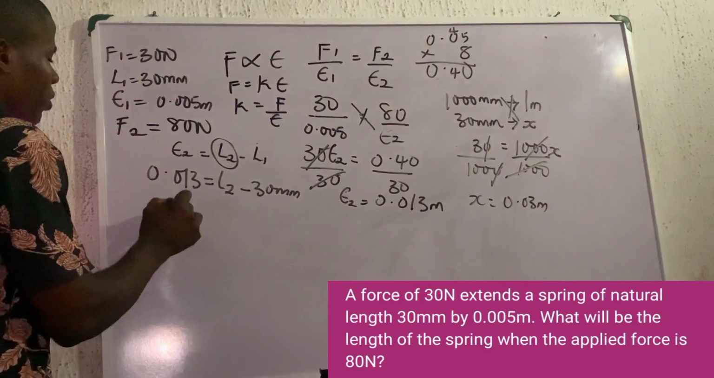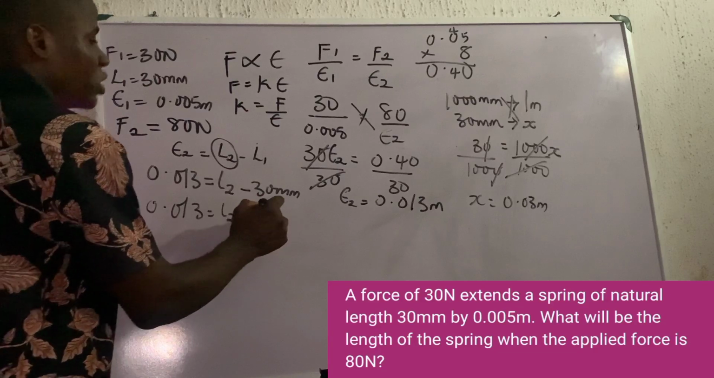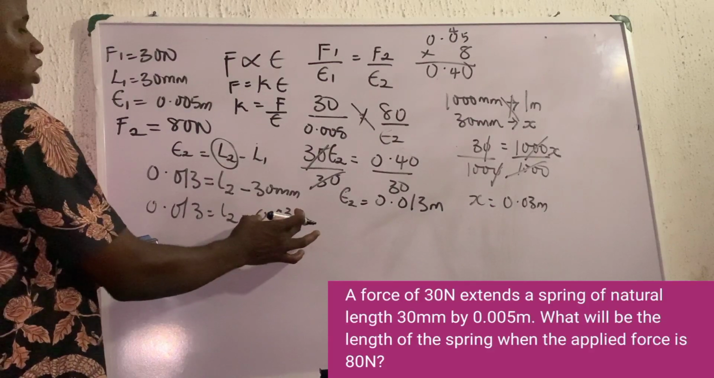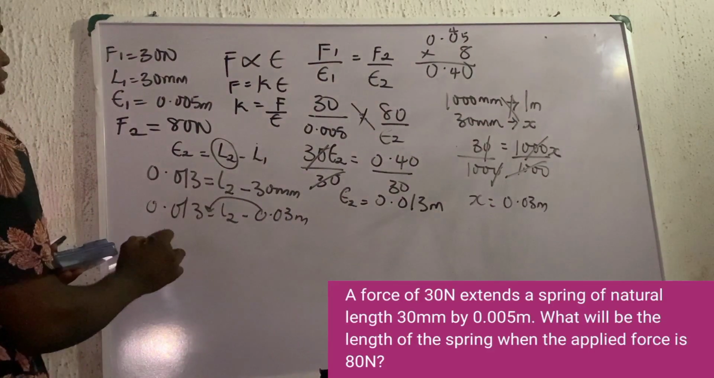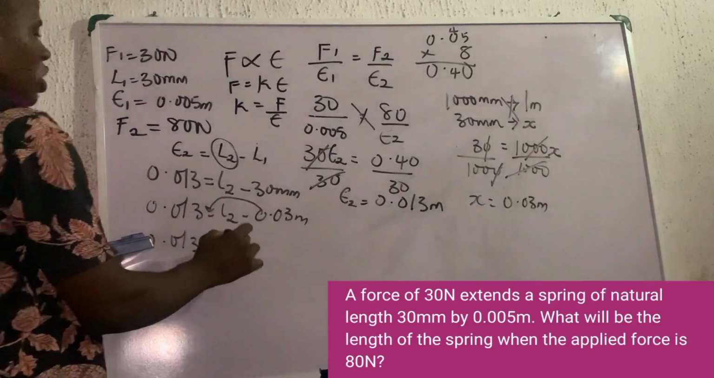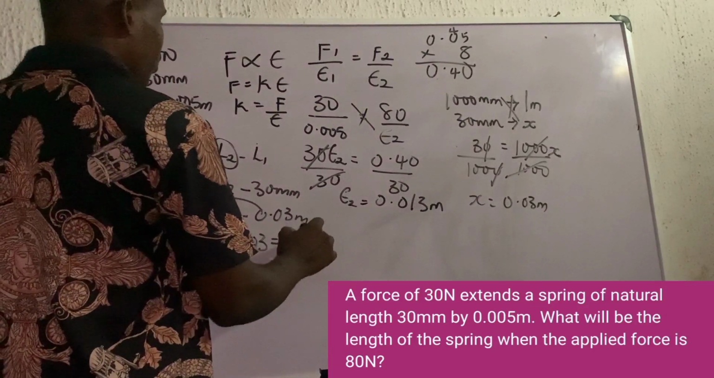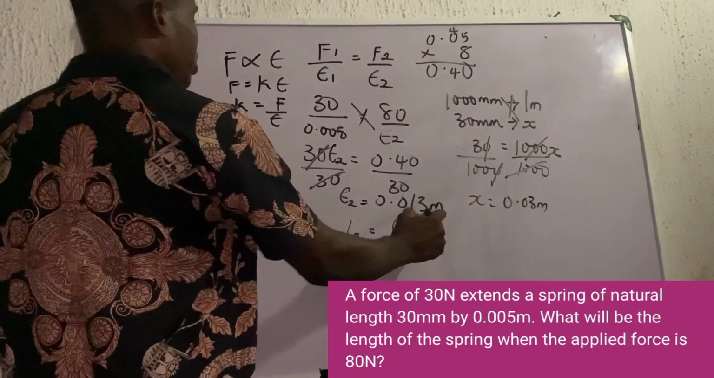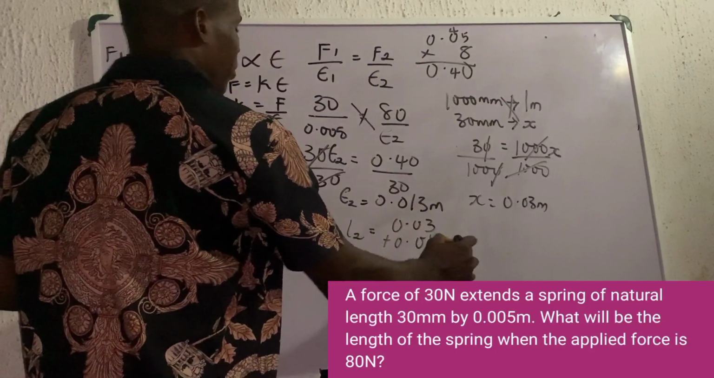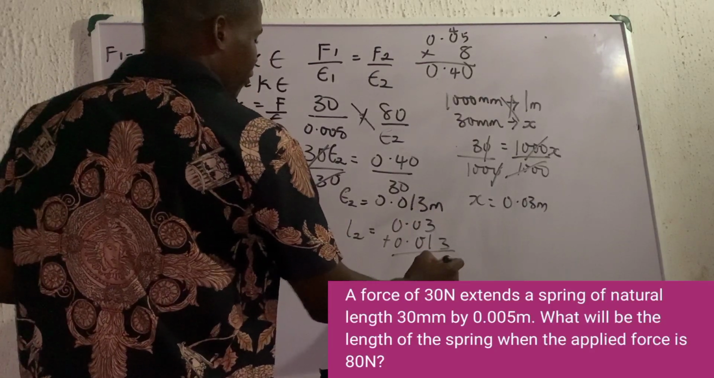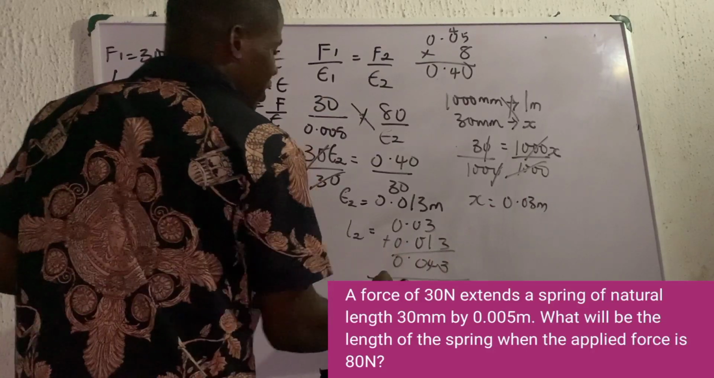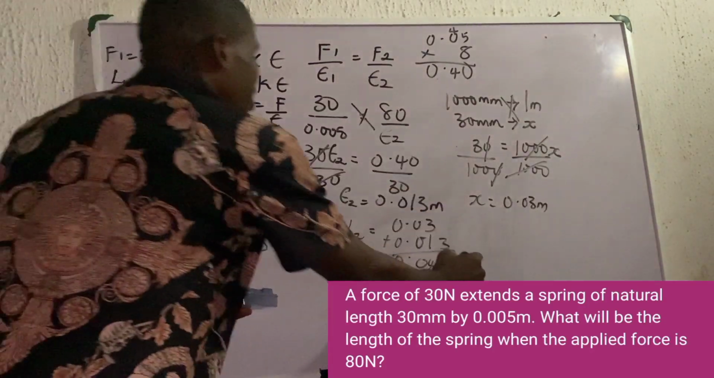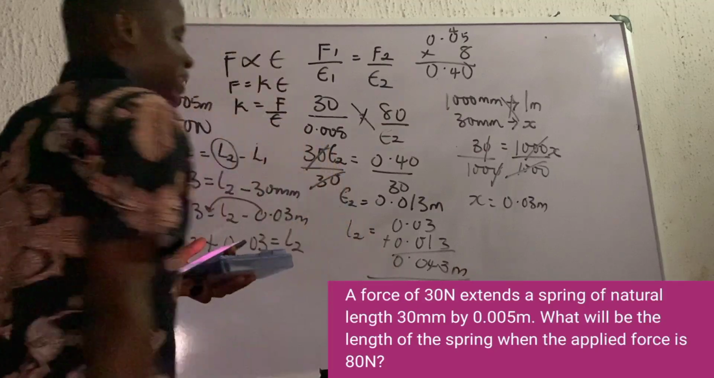So I'm having 0.013 is equal to L2 minus 0.03 meters, right? So collect like terms. This minus 0.03 will move straight to his brother. So I'm having 0.013 plus 0.03 is equal to L2. So doing this, L2 is equal to 0.03 plus 0.013. Bring down 3, 3 plus 1 is 4. So finally, my answer, that's the new length when the force applied is 80 Newton, will be 0.043 meters. And that's our final answer.